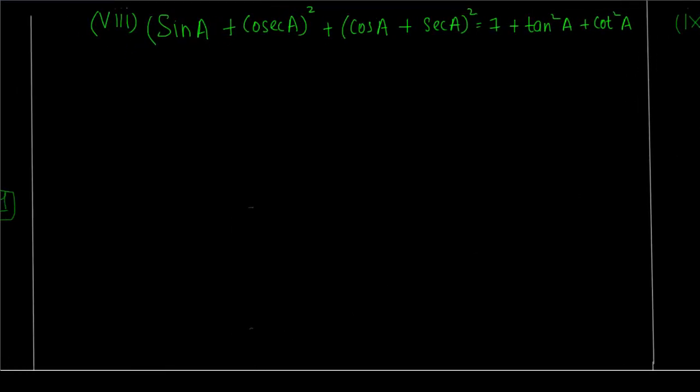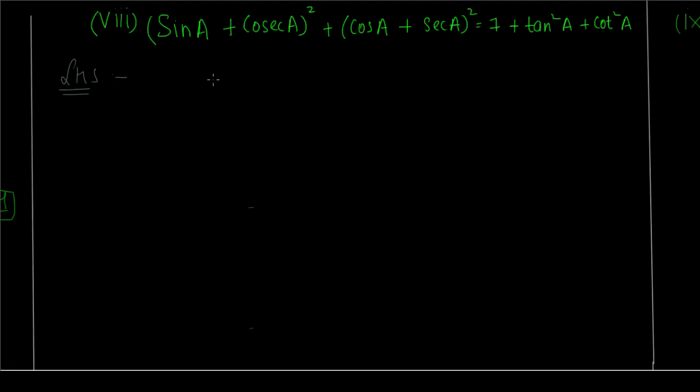We need to prove that (sin A + cosec A) whole square plus (cos A + sec A) whole square is 7 plus tan square A plus cot square A. Now have a look at the LHS. It's a very simple thing. As you simplify, you'll go with the flow.